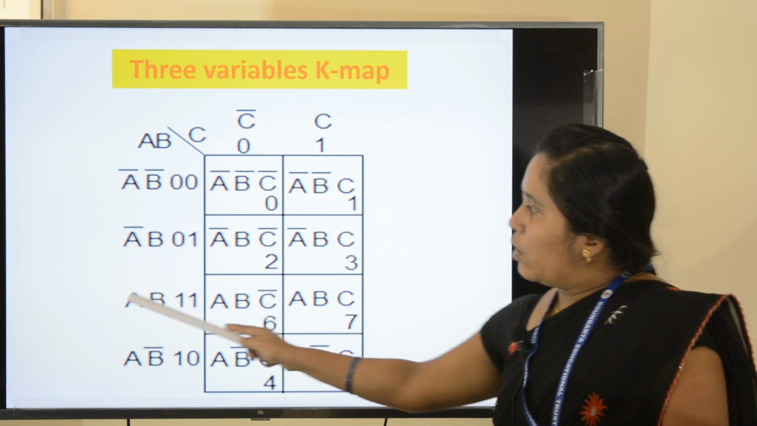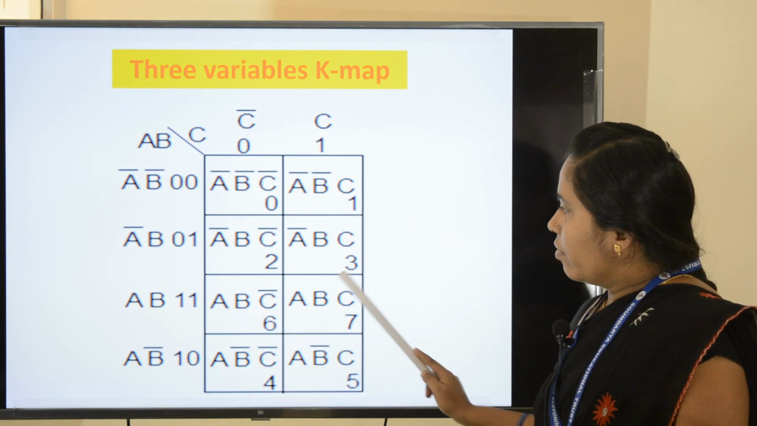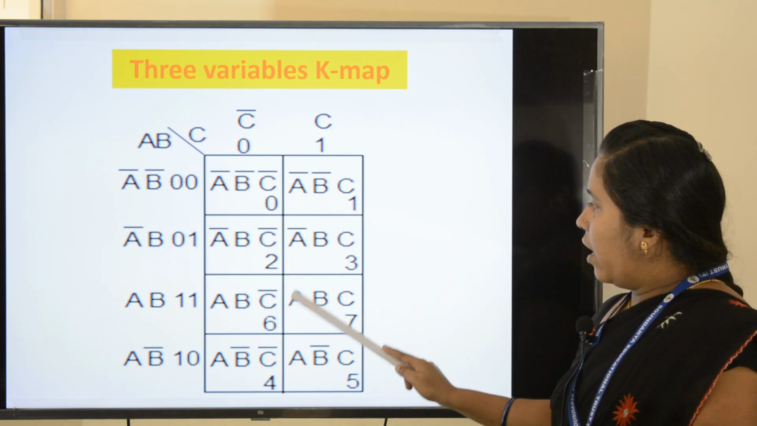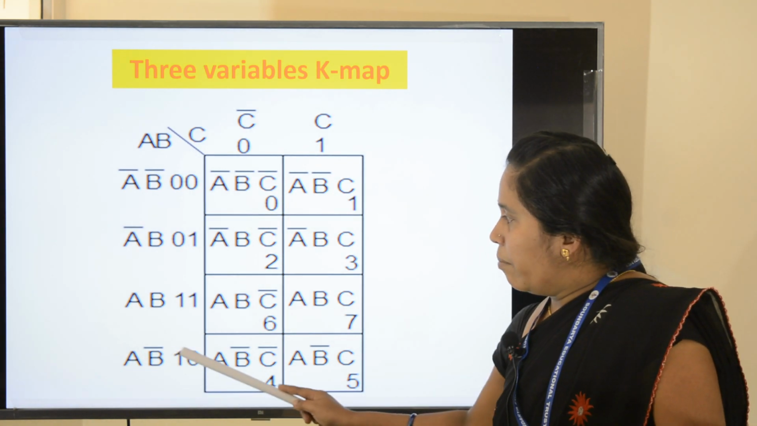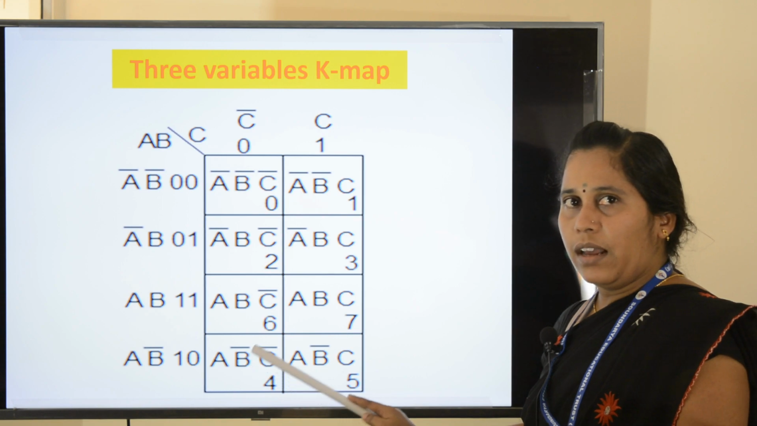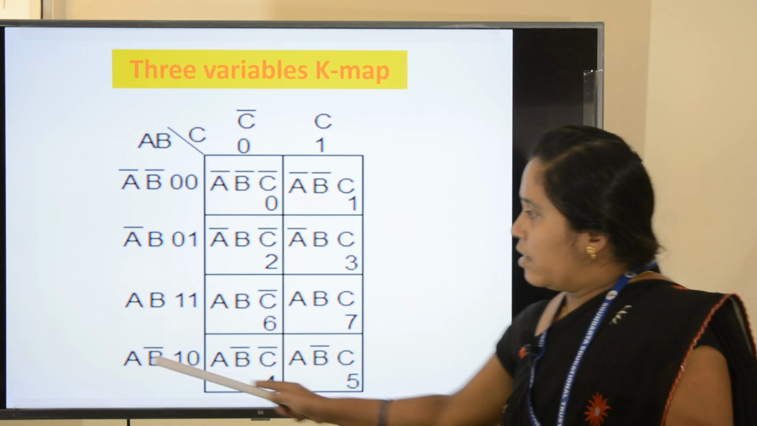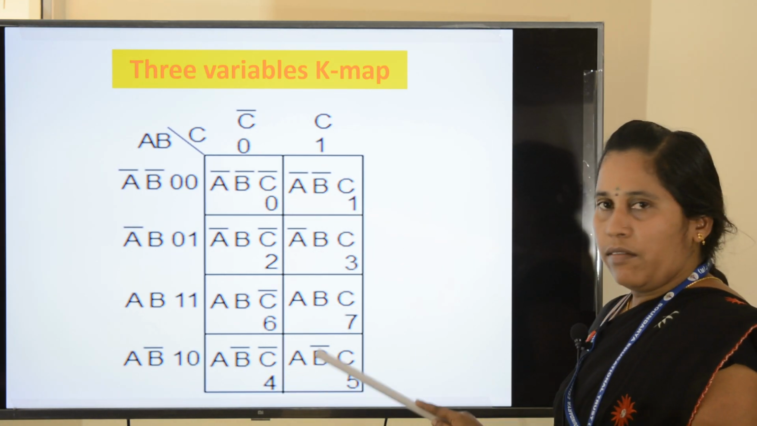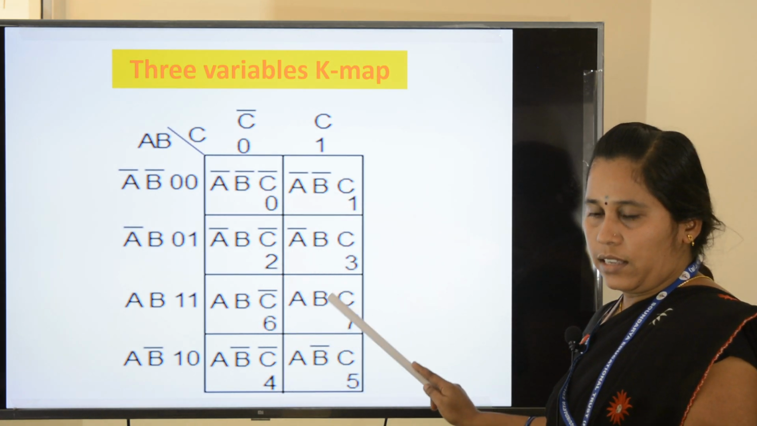The fifth cell: row is AB, column is C bar, that is 6. The next cell: row is AB, column is C, A, B, C, the cell is 7. The next cell is A, B bar, C bar, and the cell name is 4. Last, the row is A, B bar, column is C, and the cell is 5. So the cells are 0, 1, 2, 3, 4, 5, 6, 7.